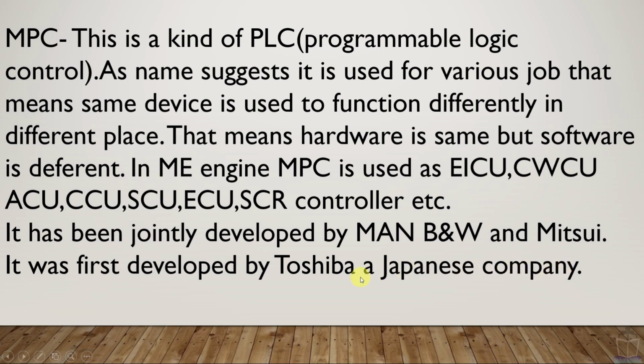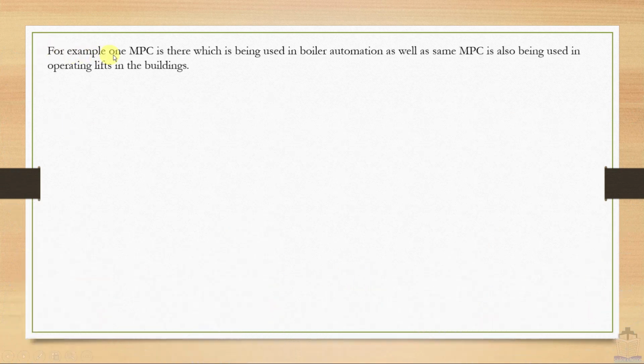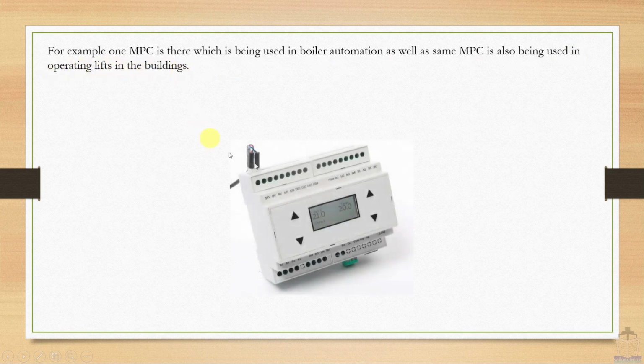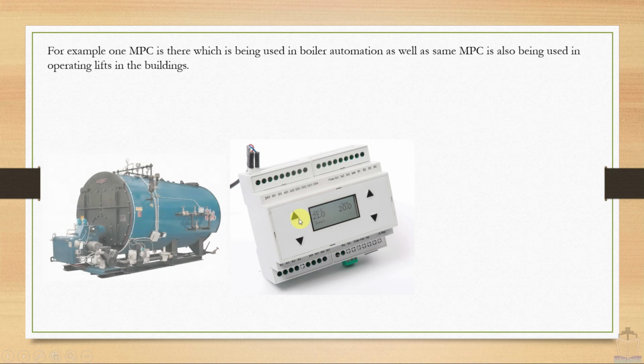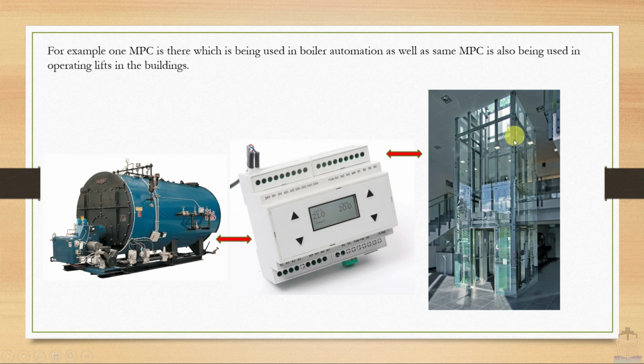So, we are now going to see the example of MPC. For example, one MPC is being used in boiler automation, and the same MPC is also being used in operating lifts in a building. This MPC is being used for the boiler automation and the same MPC is used for the lift. So, here you can see that the same MPC works differently at different locations. All you need to do is change the software. So, I hope you understand how the MPC works.